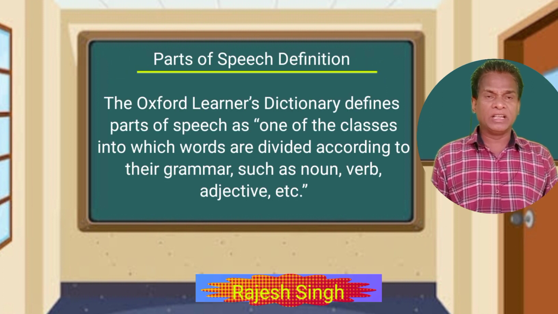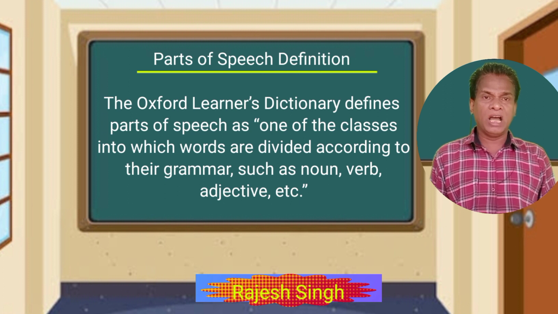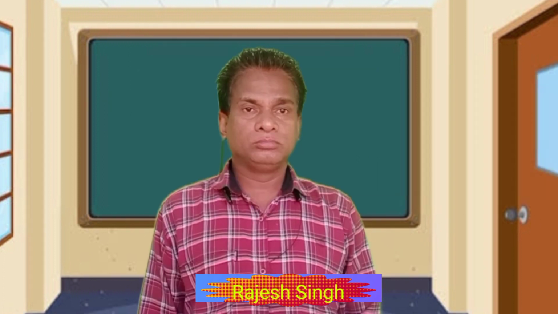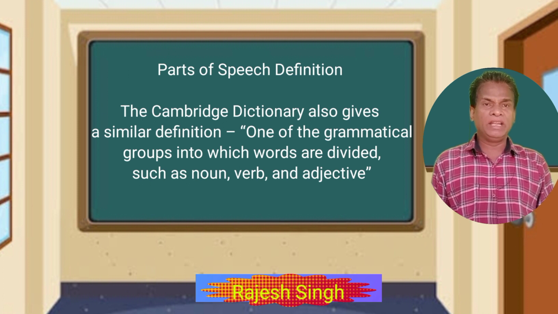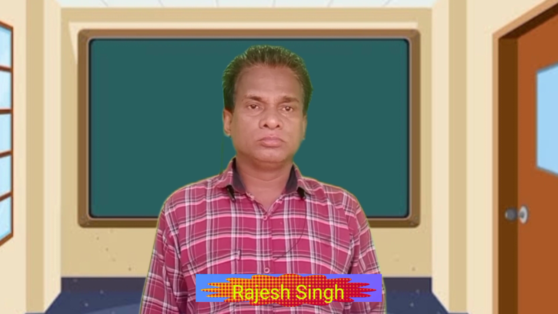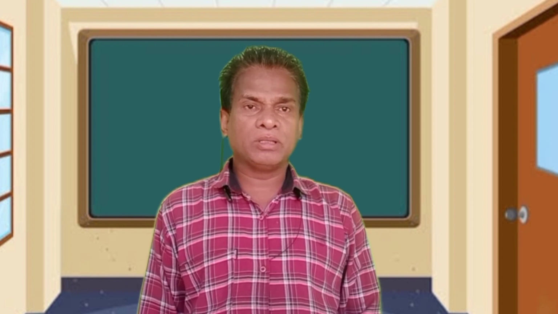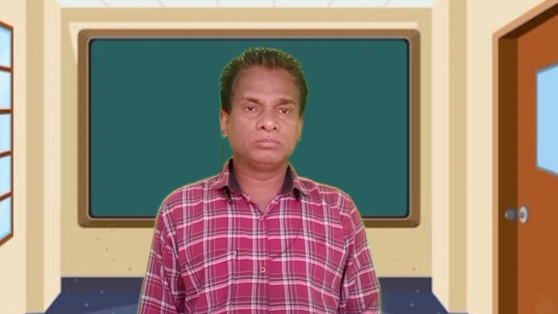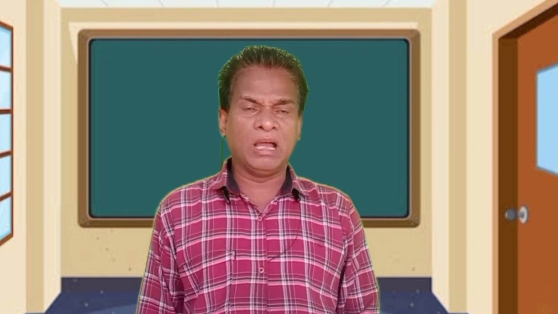The Oxford Learner's Dictionary defines parts of speech as one of the classes into which words are divided according to their grammar, such as noun, verb, adjective, etc. The Cambridge Dictionary also gives us similar definitions: one of the grammatical groups into which words are divided, such as noun, verb, and adjective. Parts of speech include nouns, pronouns, verbs, adverbs, adjectives, prepositions, conjunctions, and interjections. 8 parts of speech, definitions, and examples.